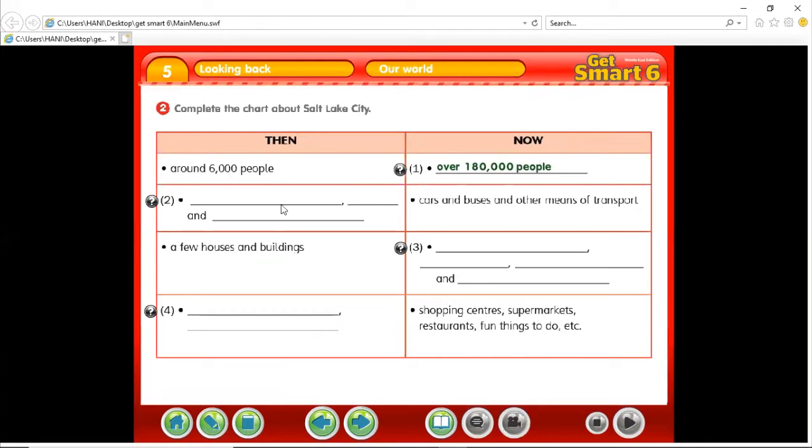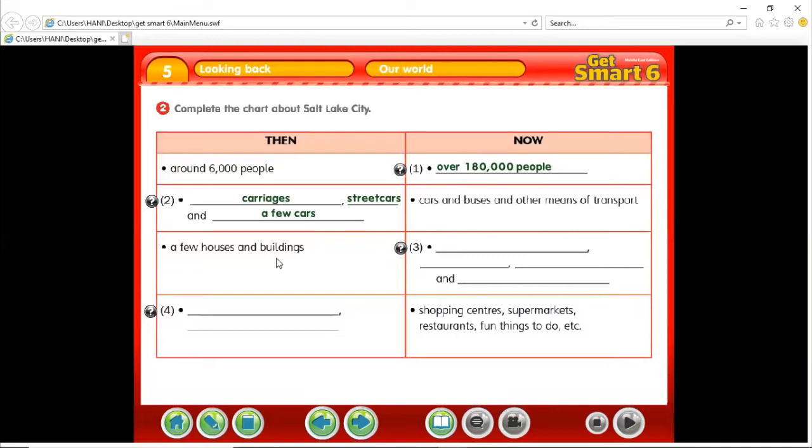Number 2, I don't know what we are talking about here, so let's see this side, cars and buses. So it is talking about types or kinds of transport. Types of transport, cars and buses and other means of transport. So what kinds of means of transport were there in the past? Yes, the same question. Carriages, streetcars, a few cars, a small number of cars.